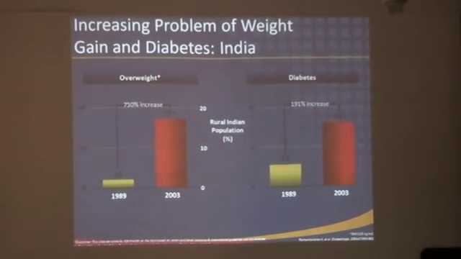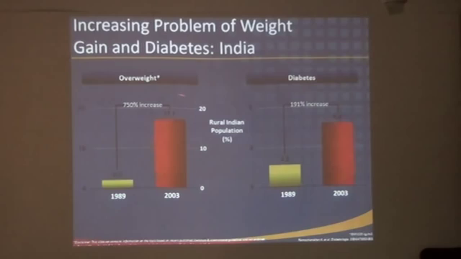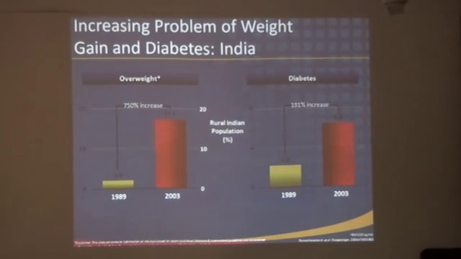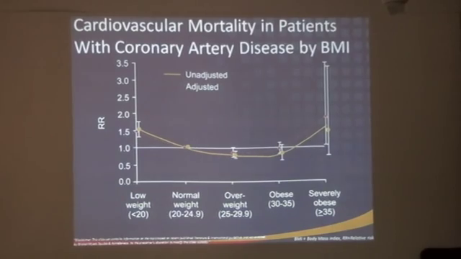So majority of the times you have seen this is overweight in the Indian population. You can see between 1989 and 2003 there is a 750% increase in obesity in the rural areas. Let alone the urban area. Even in the rural areas there is a high incidence. And that has been one of the important factors to drive the increasing diabetic epidemic in India. So from 1989 to 2003, there is a 191% increase in incidence of type 2 diabetes.